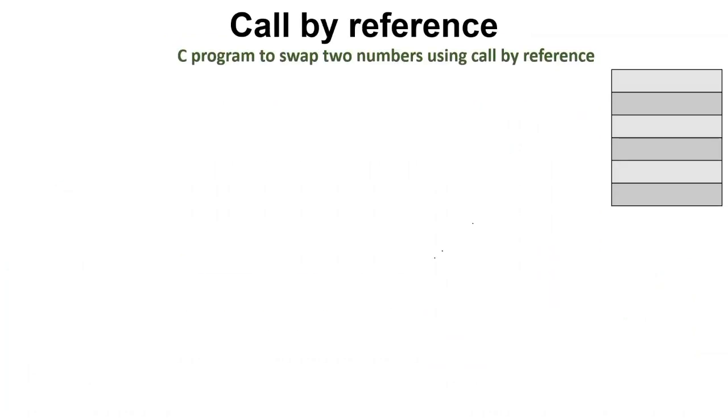Now let's see how we will swap two numbers using call by reference. We include the header file and write the main function. In the main function we take two variables x and y. Suppose x and y are associated with some memory location. Suppose the memory location is 1000, that is, 1000 is the address where the x variable is stored in memory.